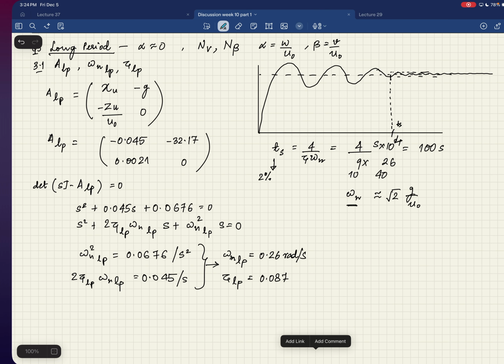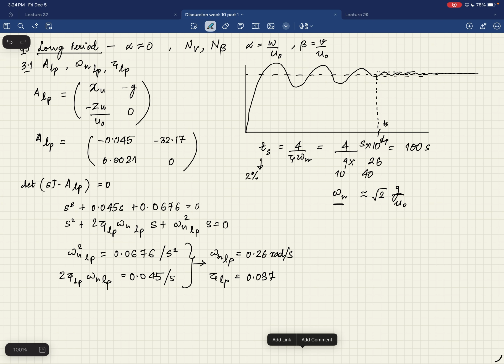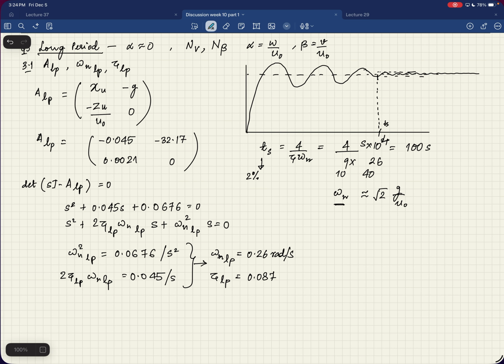That is why a reduced order model of the long period mode is not an accurate representation of the entire longitudinal mode. Hence, if you design a controller based on the reduced order model of the long period mode, it's not going to control the complete longitudinal dynamics properly. So you will never be asked to design a state feedback control based on the 2x2 model of the long period longitudinal mode.